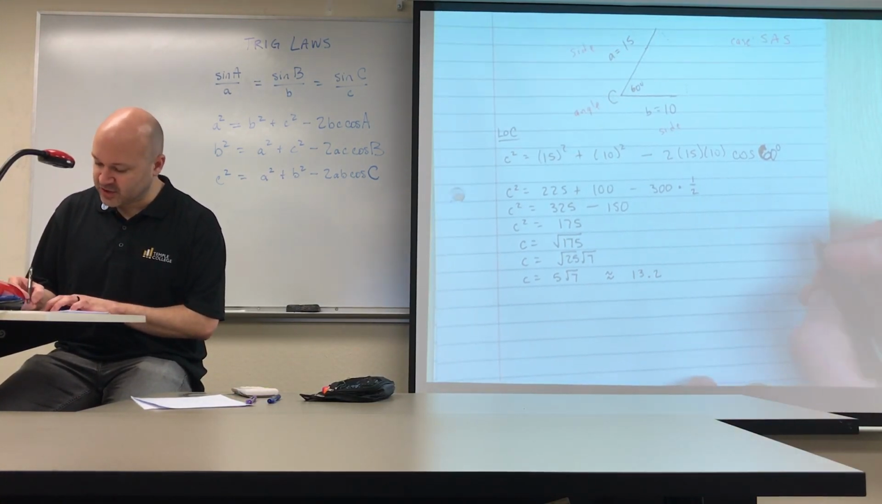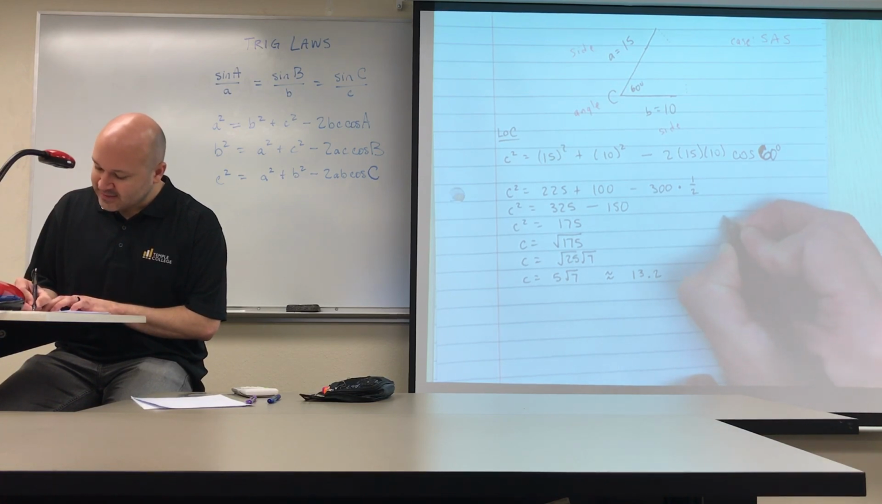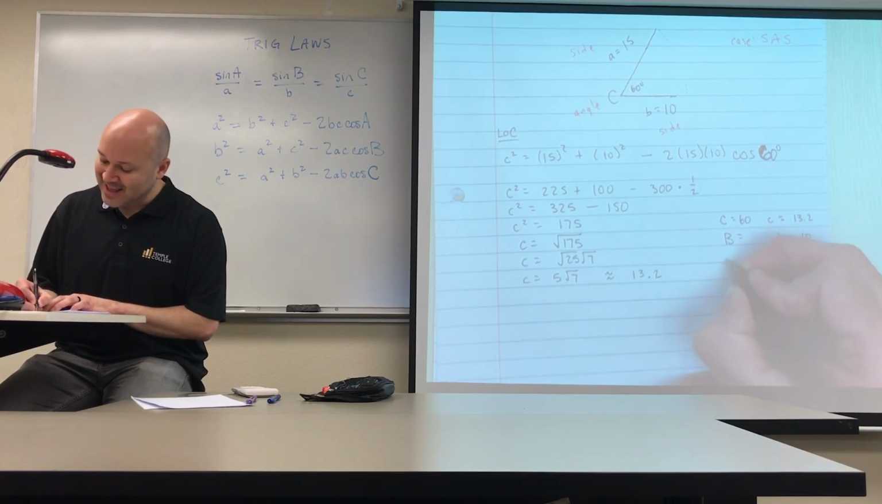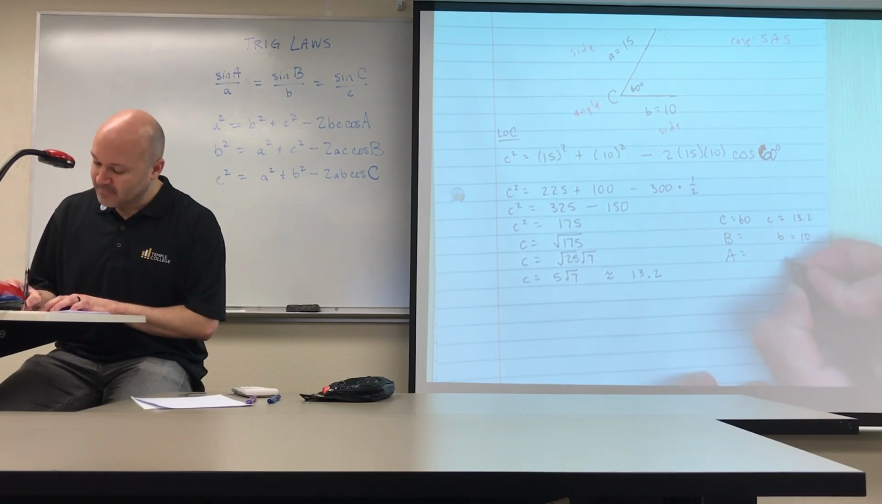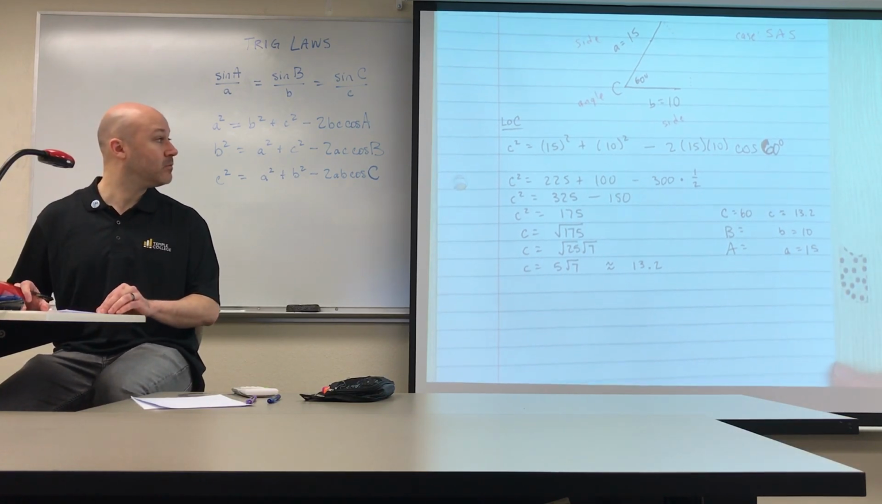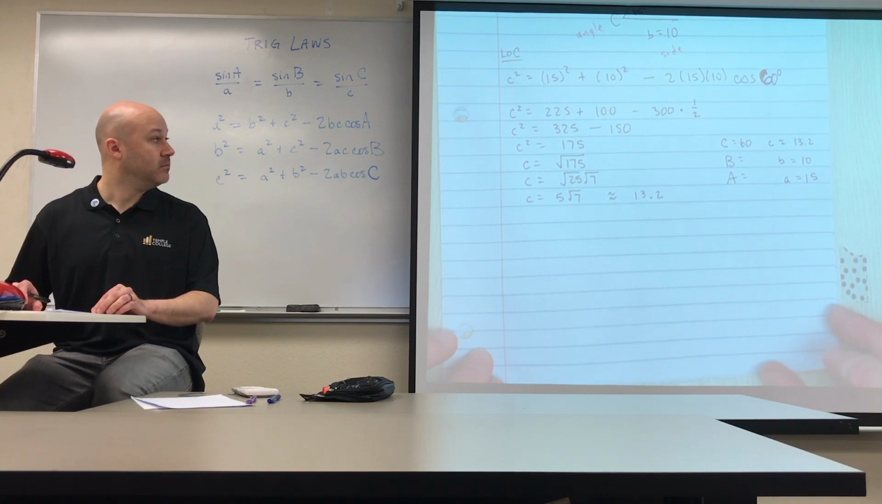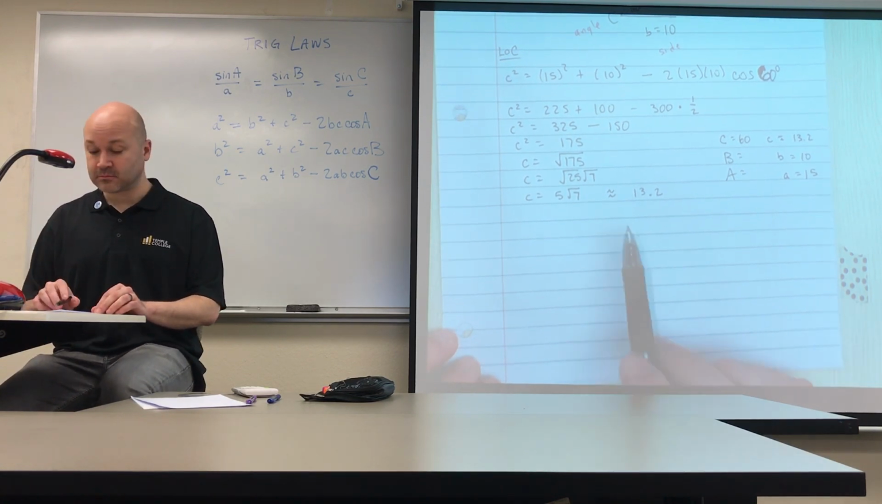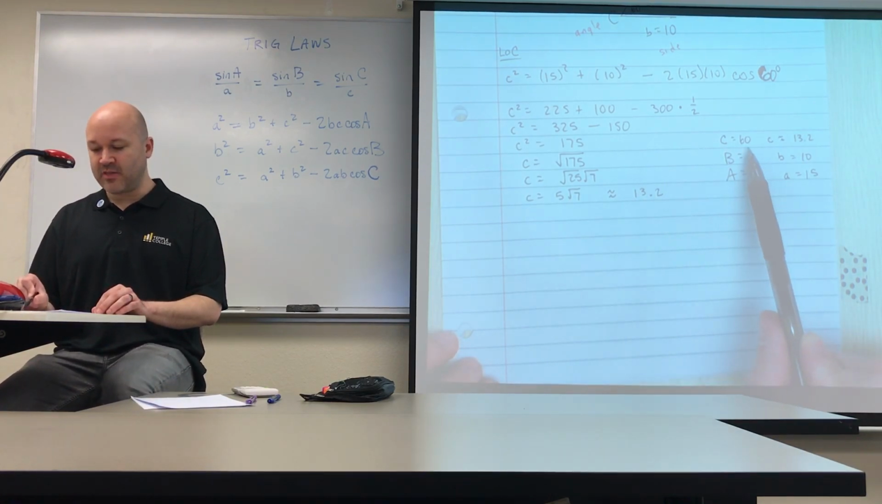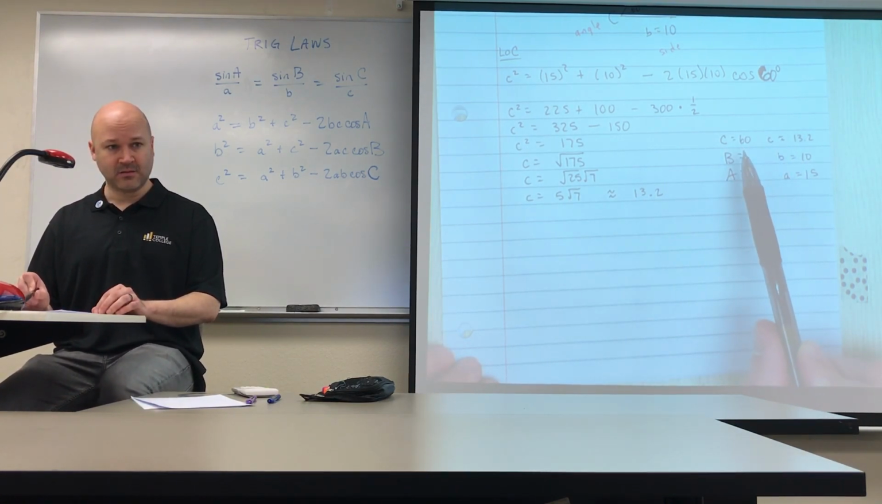So I'm going to do some organization here. Capital C was 60 and little c is about 13.2. B, I don't know yet, but little b is 10. A, I don't know yet, but little a is 15. All right. I now have a pair of information, so I think I'm ready to fall back on the law of sines.